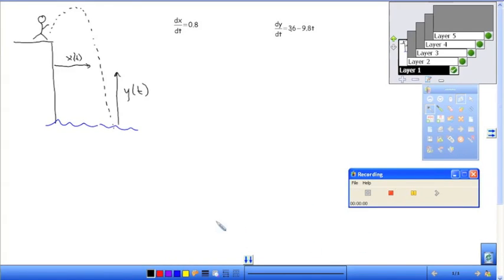Okay, so today we're going to look at a problem from 2009's AP test. It's a problem with a diver. A man is jumping off a cliff into water, and the cliff is 11.4 meters above the water.